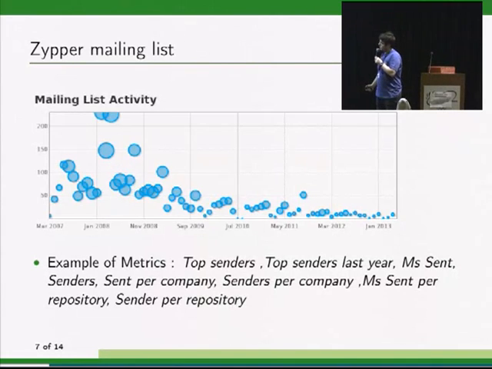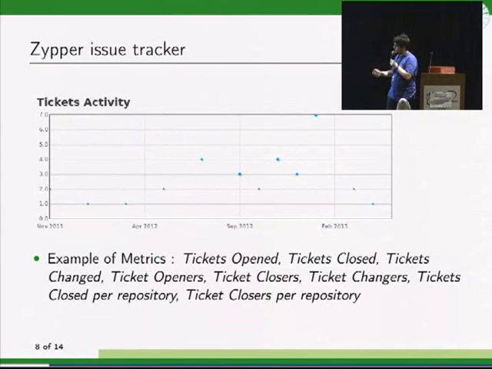Likewise, we can find how many people sent messages per repository, and the message sent, how many people sent messages. So here we have the issue tracker. We define as tickets every issue submitted to the repository. Actually, GitHub provides an issue tracker, so we analyze the issue tracker provided by GitHub.